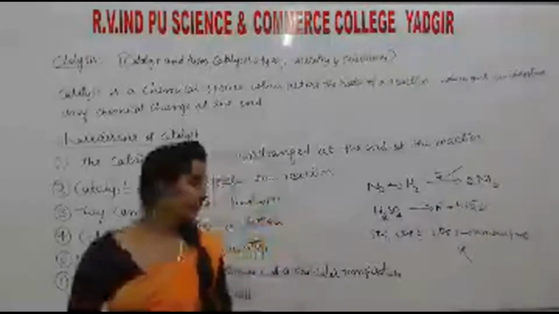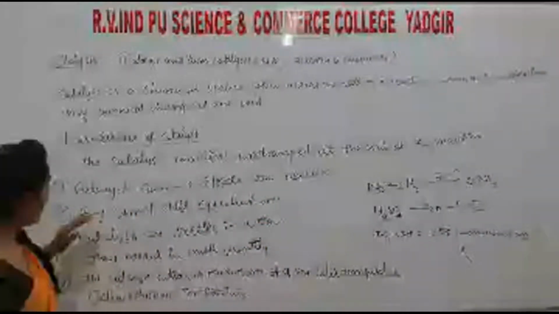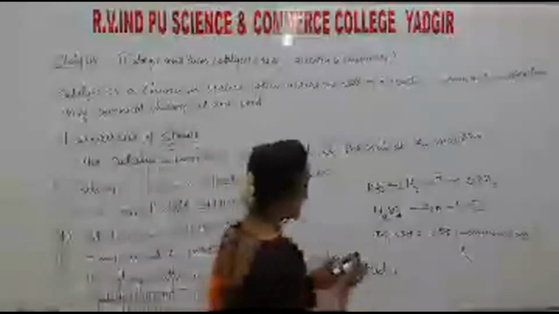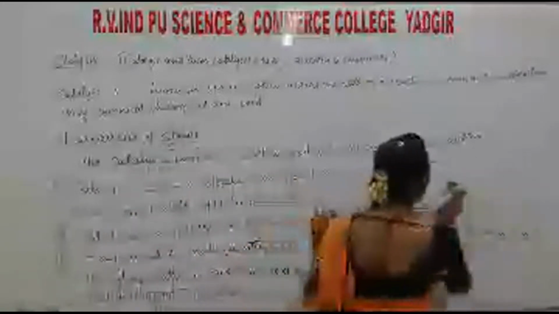Understand? Next, they cannot shift equilibrium. For example, if any reaction is there, assume it is an equilibrium reaction.